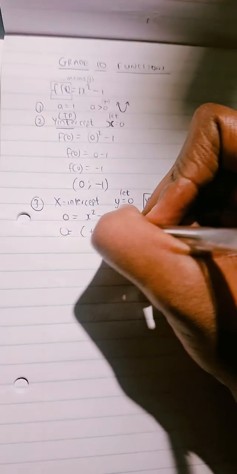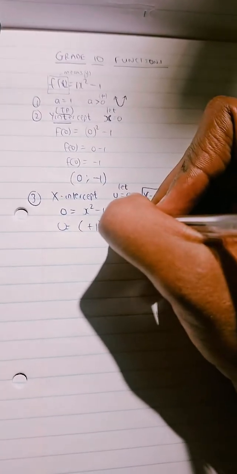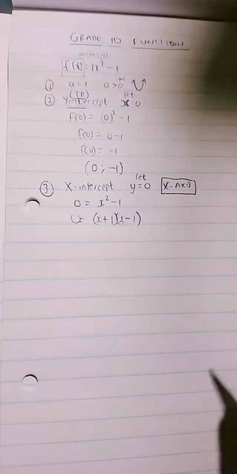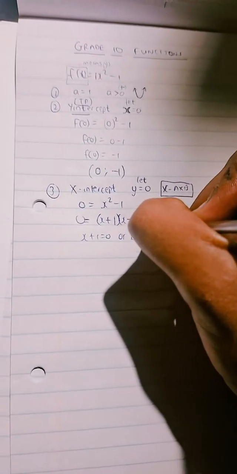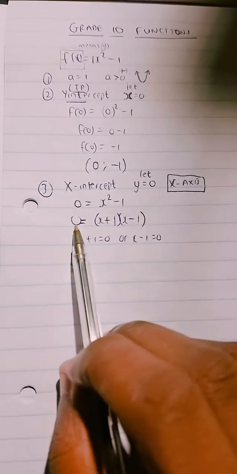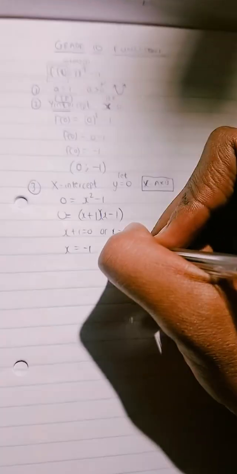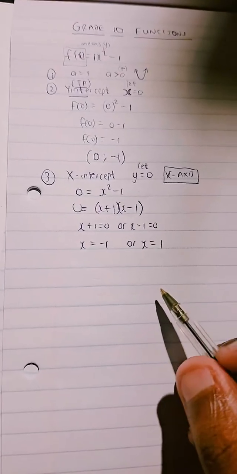We put a plus and a minus. The square root of 1, we put a 1 and a 1. The square root of x squared, we put an x and an x. Then, after factorizing, we apply the zero factor law, because we have a product of factors equated to 0. So x plus 1 is equal to 0, x minus 1 is equal to 0. Then we solve each linear equation. We get x is equal to negative 1, x is equal to 1.